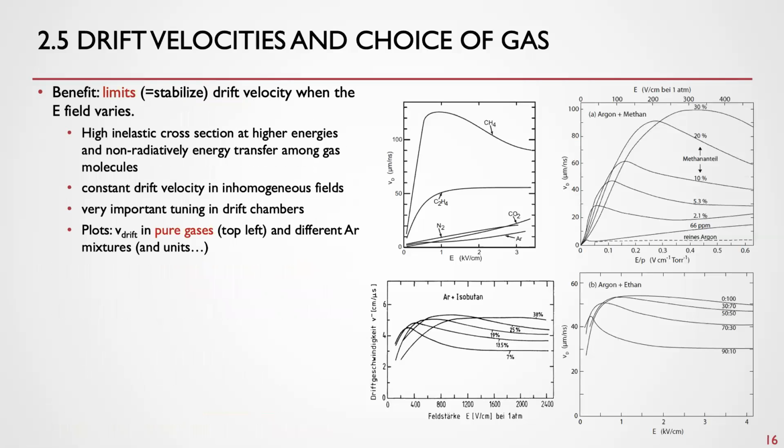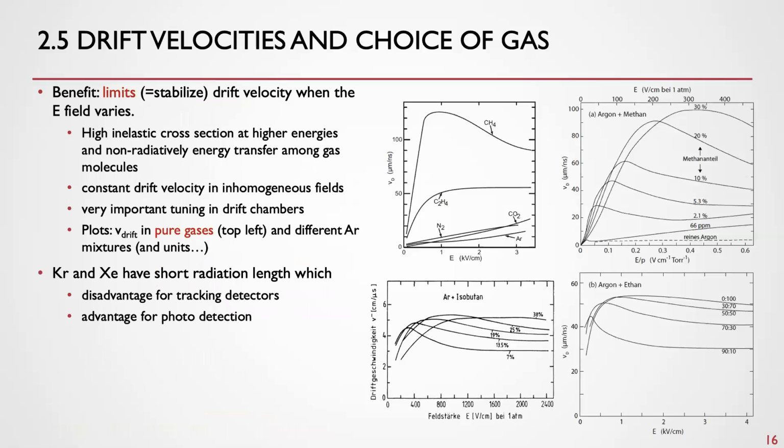I've written this here, so we can, the quencher has a dual purpose. It removes the photons and it stabilizes the drift velocity. Now, krypton and xenon have a very short radiation length, which makes it disadvantageous for tracking detectors because the incident particle loses too much energy. I mean, it depends, of course, always on the geometry and on the energies of the detector and the incident particles, but typically you don't want to stop your particle. You just want to measure its track.